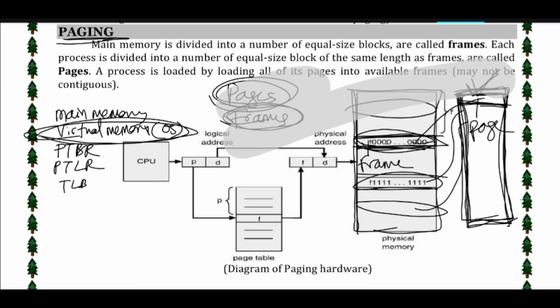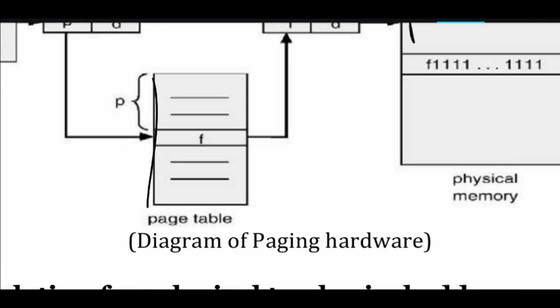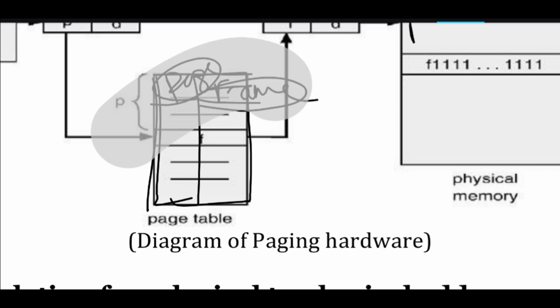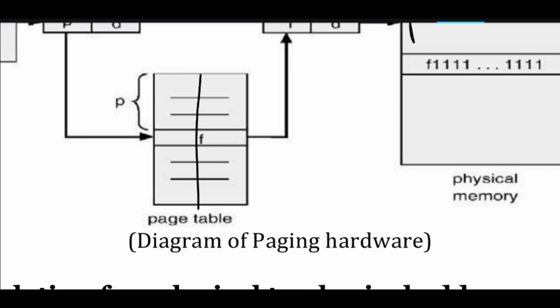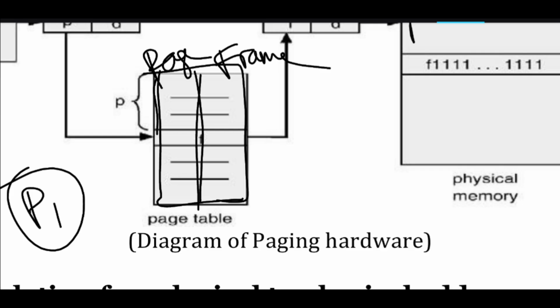Then what happens? Here is a table called the page table. It mentions which page has which frame number. Let's discuss again. Here is a table, and one column is page and another is frame. Let's say our process P1 has three pages: page 1, page 2 and page 3.